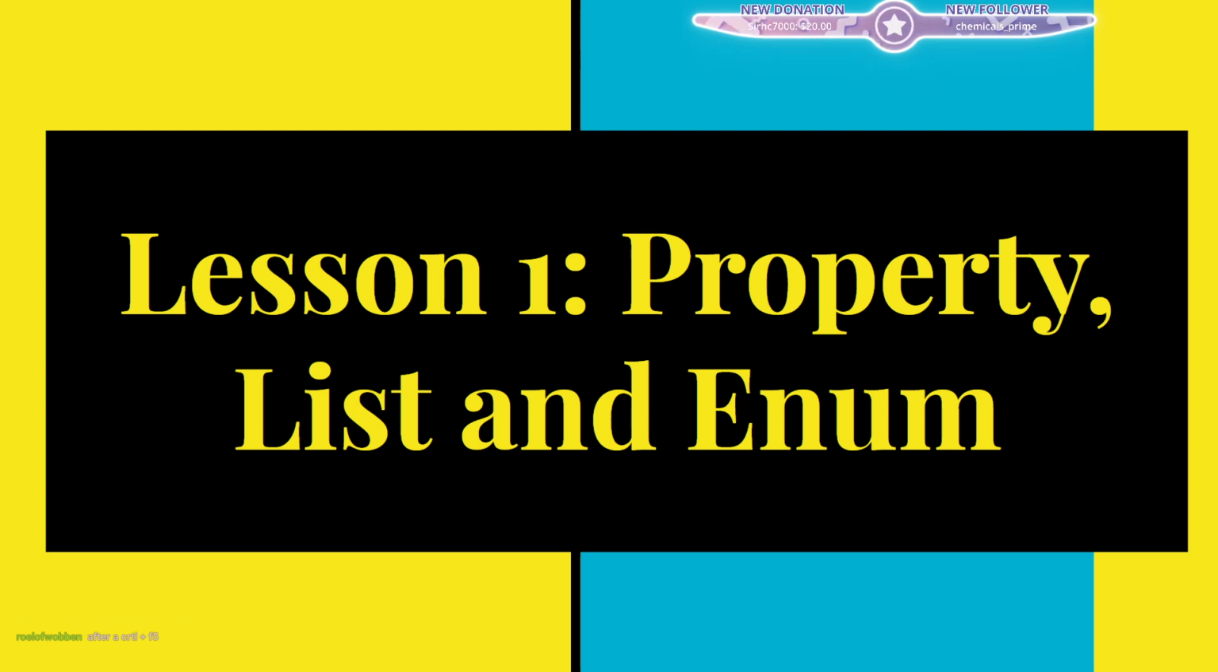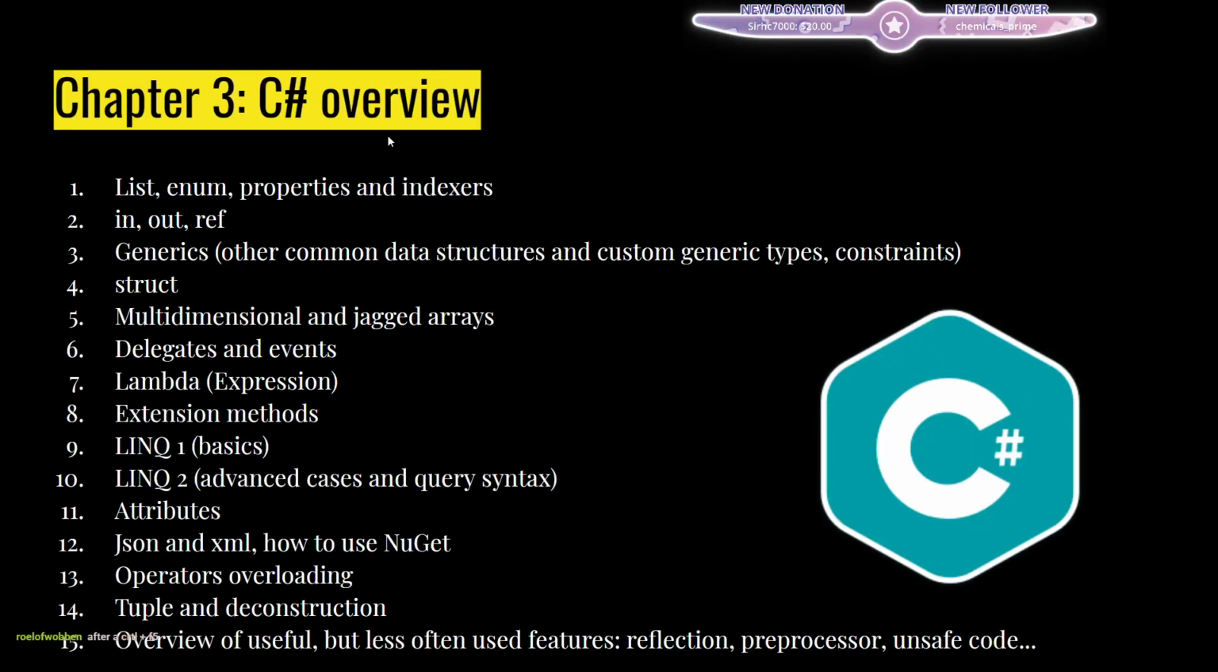And so the chapter itself is probably the longest one. It will have 15 lessons in total. So today is lesson 1, and this is the order of lessons. It will match more or less. So we'll start from the syntactical sugar, that is a list, enum, properties, and indexers.